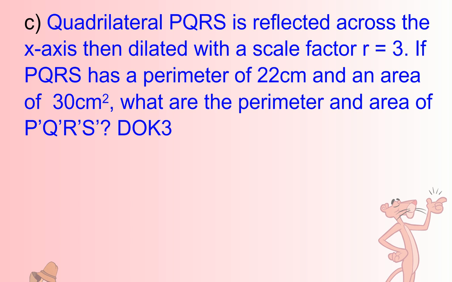Letter C. It says quadrilateral PQRS is reflected across the x-axis, then dilated with a scale factor of 3. If PQRS has a perimeter of 22 and an area of 30 centimeters squared, what are the perimeter and area of P prime Q prime R prime S prime?